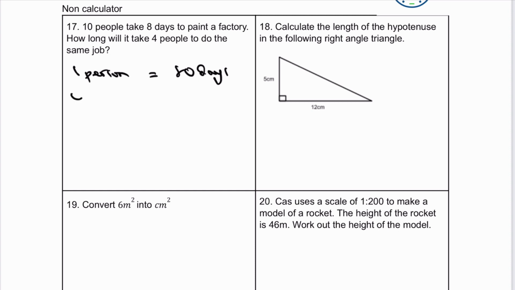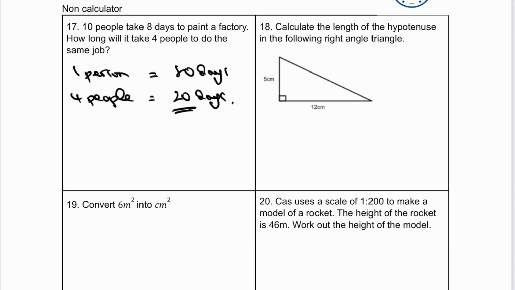So if we're looking at 4 people, it's going to be 80 divided by 4, which is going to be 20 days. And actually, that's the answer to that particular question. Okay, let's move on then to number 18.